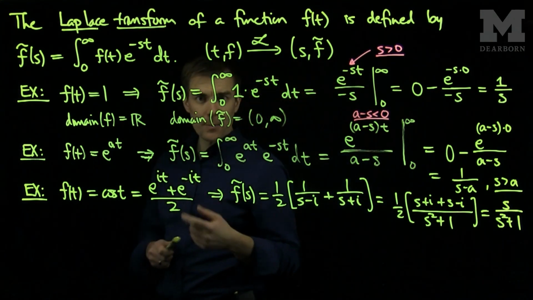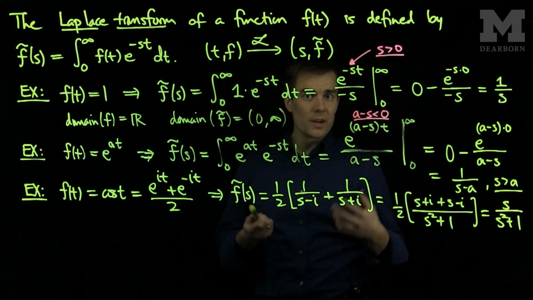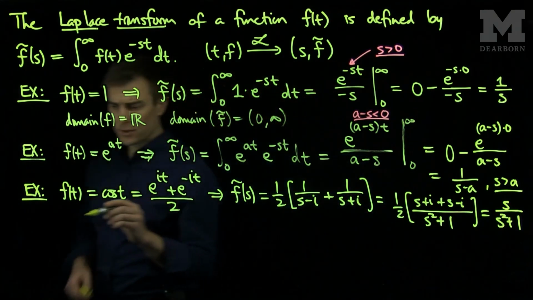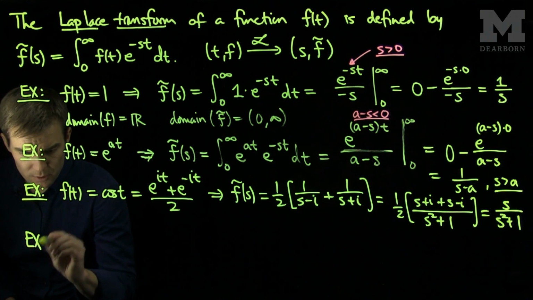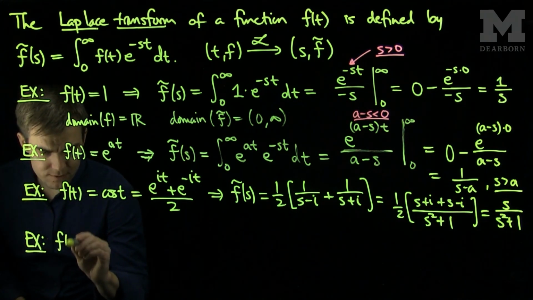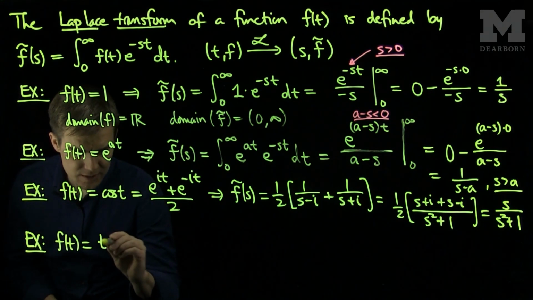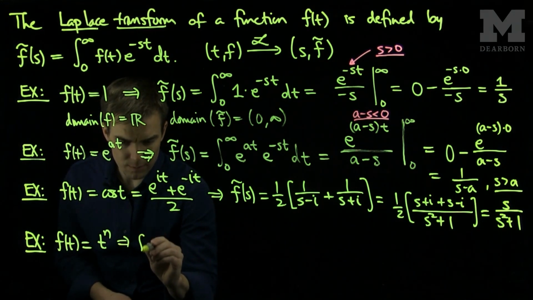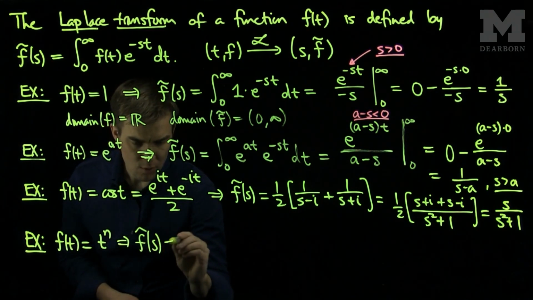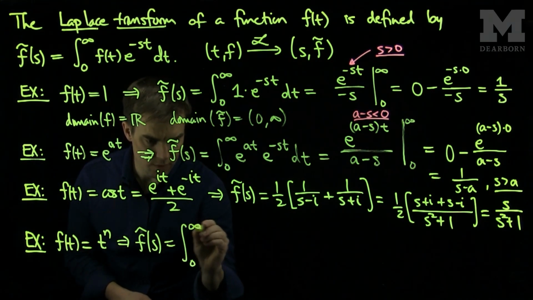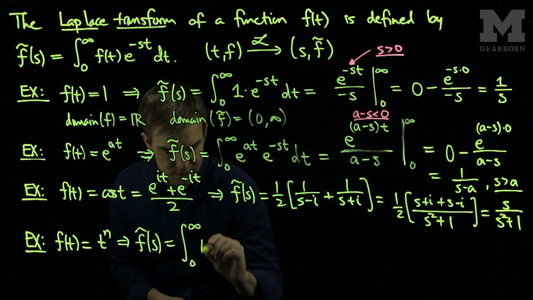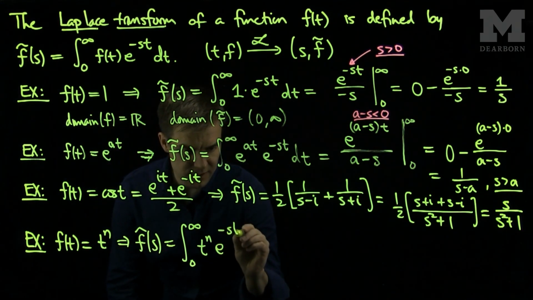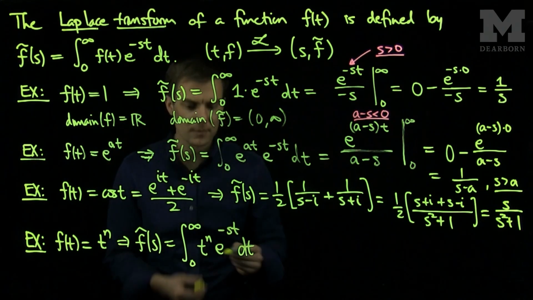Now the final example we'll see will be useful when we want to do the inverse Laplace transforms, or when we find the Laplace transform of a Taylor series. So the final example of computing Laplace transforms will be f of t equals t to the n. If I Laplace transform this, the Laplace transform of this function will be the integral from 0 to infinity of t to the n, that's my function, e to the negative st dt.